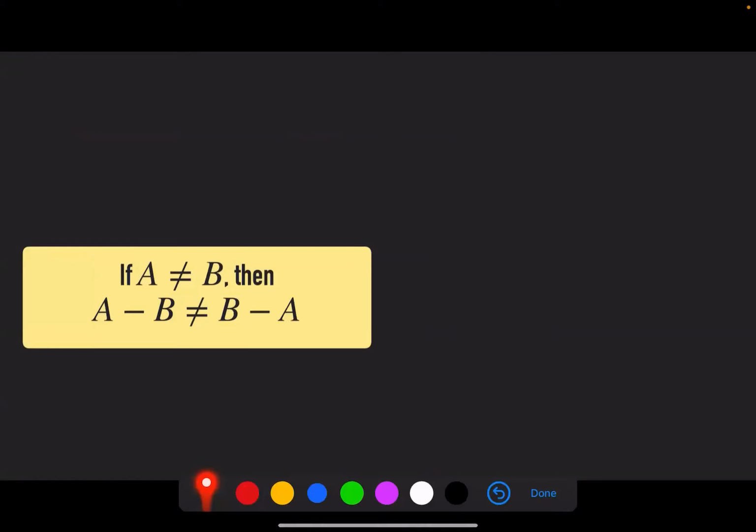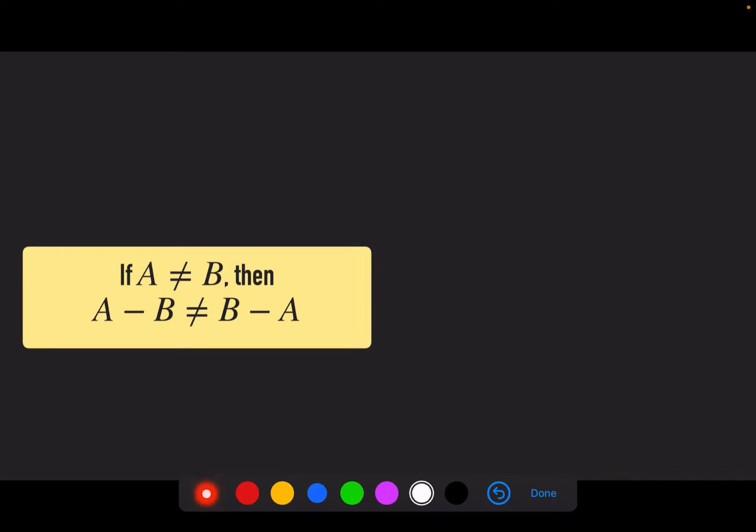Now, if A is not equal to B, it is important: A minus B is not commutative. So A minus B is not equal to B minus A. Like your subtraction of numbers also, 5 minus 2 is not 2 minus 5. The same thing here, A minus B is not B minus A.